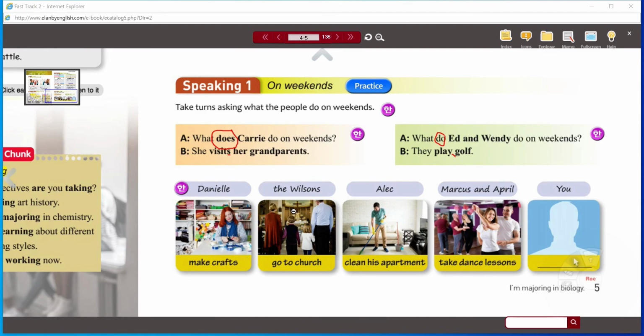The second picture, we can see the Wilsons here, the entire family, and we can see where they are. So what do the Wilsons do on weekends? They go to church. So what do the Wilsons do on weekends? They go to church.